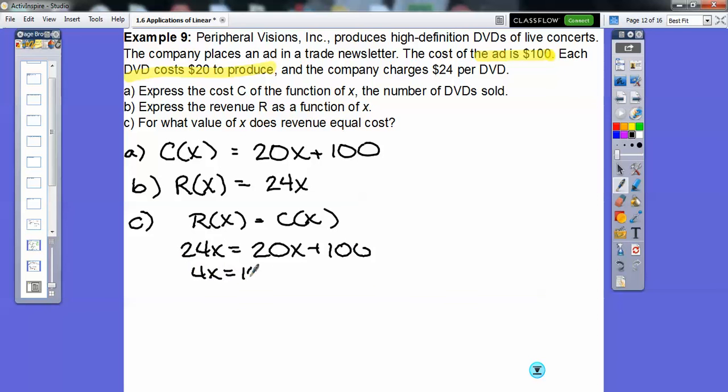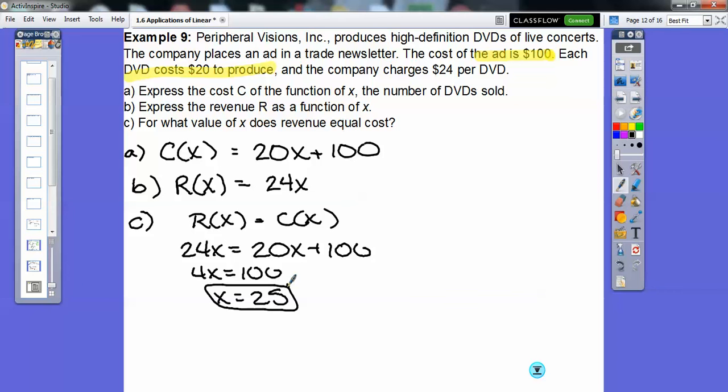Okay, so if I subtract over my 20x, x equals 25. So what does that mean? That means you just sell 25 DVDs to make it back the cost of the ad. Okay, so if I sell 25 DVDs, I go home with no money. If I sell less than 25, then I've lost money in this deal. But if I sell more than 25, then you actually start making money.